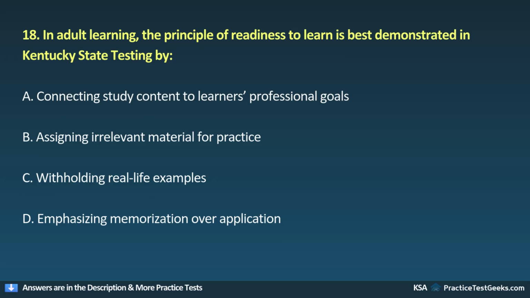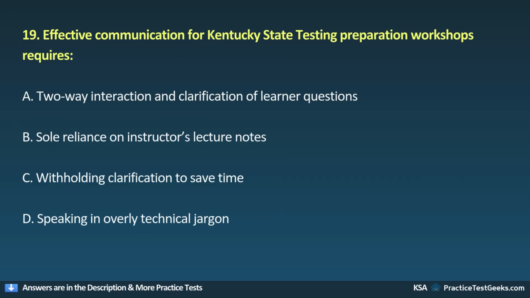18. In adult learning, the principle of readiness to learn is best demonstrated in Kentucky State testing by: A. Connecting study content to learners' professional goals. B. Assigning irrelevant material for practice. C. Withholding real-life examples. D. Emphasizing memorization over application.